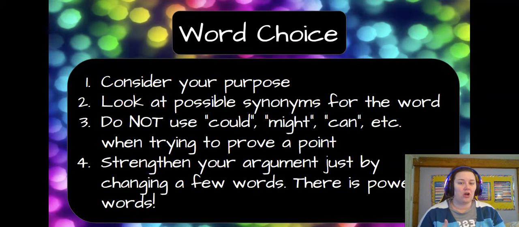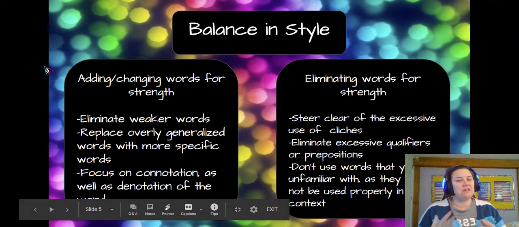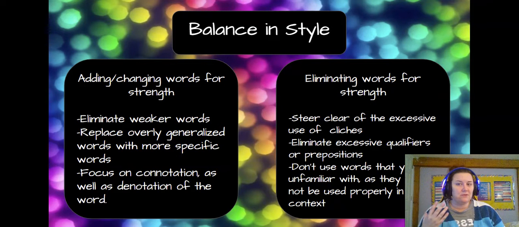You can strengthen your argument just by changing a few words. There's definitely power to words. So there is a balance in style and word choice, right? Sometimes you might need to add things, but other times you might need to eliminate things in order to make your word choice stronger. The things that you want to add or change would be to eliminate weaker words. Those are the words that I just mentioned. Remember, you're trying to prove something, so you don't want to talk about what could happen. You want to say that it will, in fact, happen.